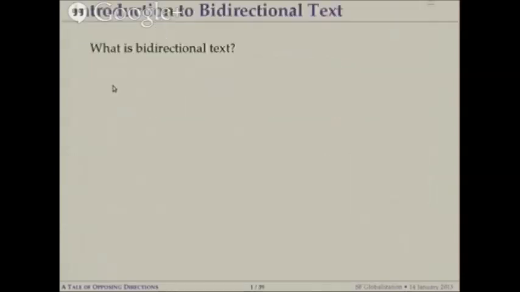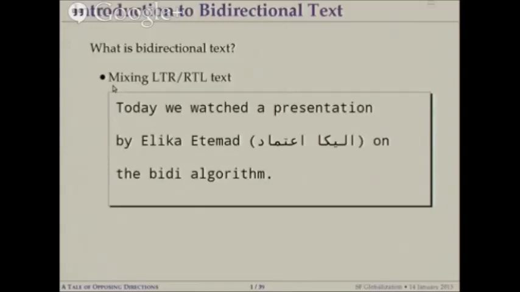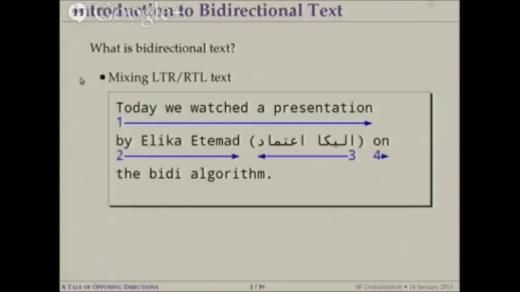So I guess we can start with what is bidirectional text. Bidirectional text is when text goes in 2 different directions within the same paragraph. So if you mix left to right and right to left text, you can see that on the first line we're going all the way from left to right. On the second line, however, there's a section where we have to jump over and go right to left.